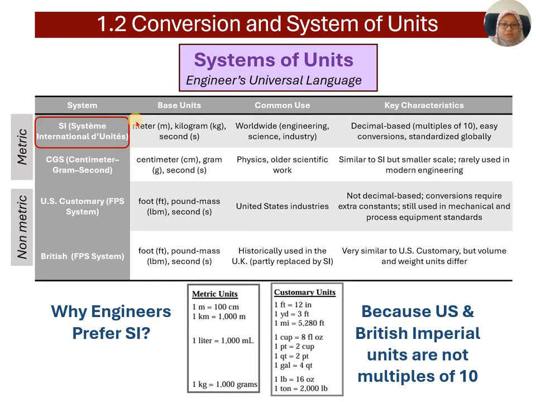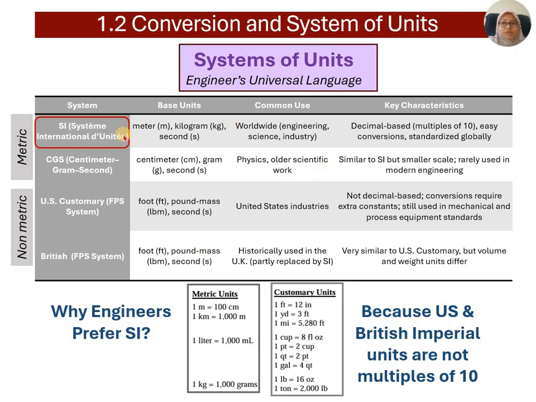Okay, now let's learn about systems of units. There are 4 systems of units that are widely used, which are SI, System International Units, CGS, Centimeter Gram Second, US Customary, and British Imperial System. SI and CGS use metric, whereby the numbers are decimal based, which is multiples of 10, and then US Customary and British Imperial System are non-metric, whereby they use foot, pound mass, and second.